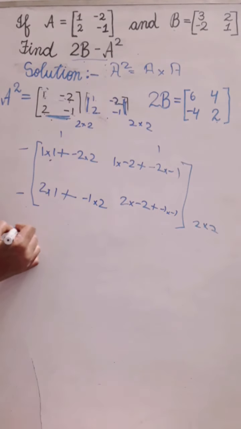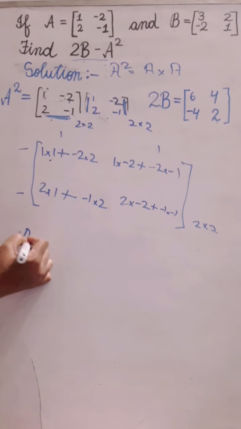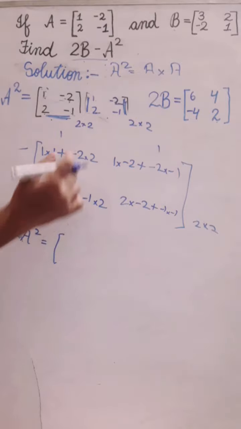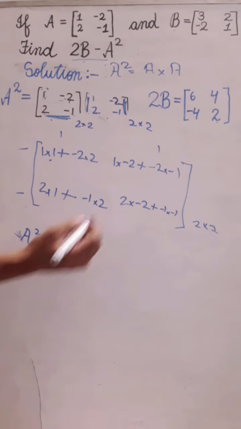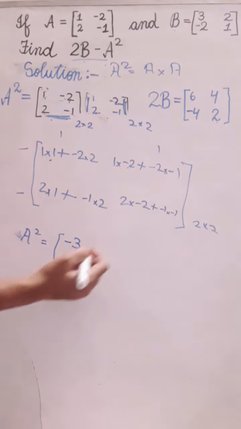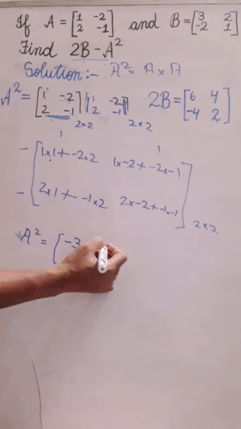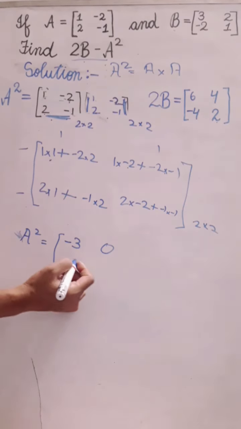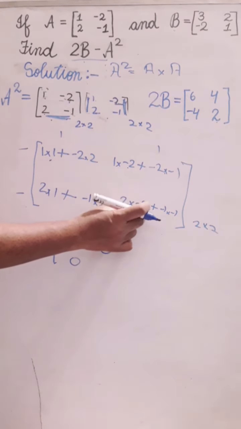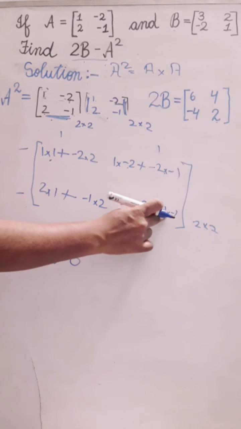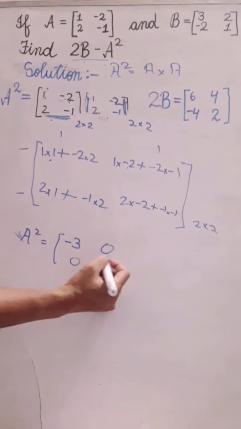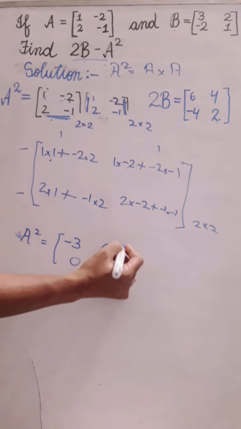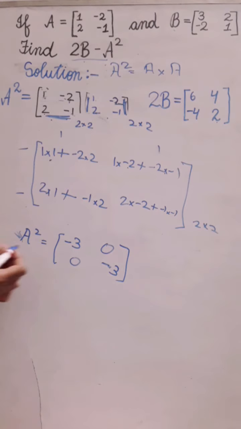Now let us solve this. So here A square will be equal to 1 times 1 is 1, minus 4. 1 minus 4 will give you minus 3. Minus 2 plus 2, minus 2 and plus 2 will give you 0. Now 2 times 1 is 2 and here you will get minus 2. So again 0. Now 2 times minus 2 is minus 4 and plus 1. So I will get minus 4 plus 1, I will get minus 3. Now this is your A square.